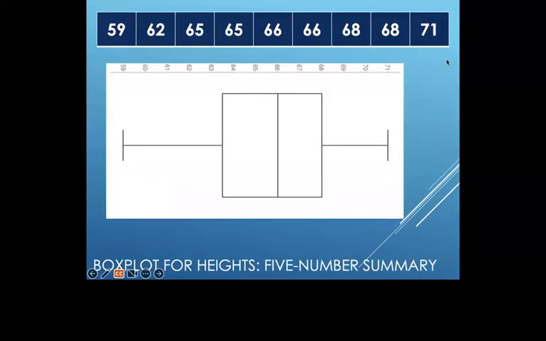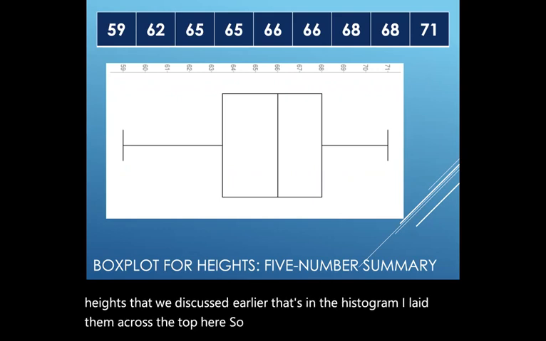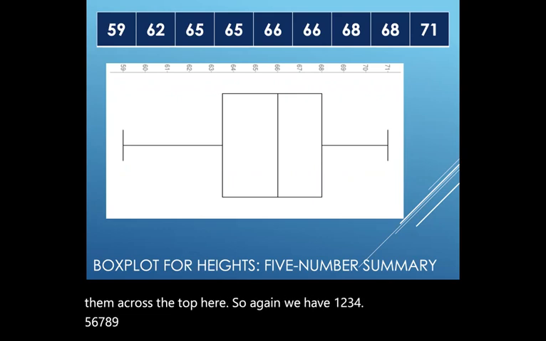So here is an example. In this example, as you can see, I took the heights that we discussed earlier that's in the histogram. I laid them across the top here. So again, we have 1, 2, 3, 4, 5, 6, 7, 8, 9 values spanning from 59 to 71.